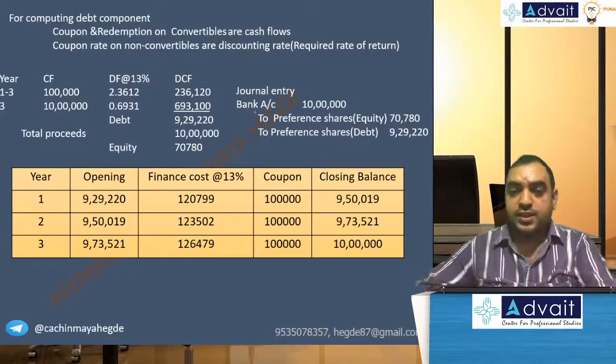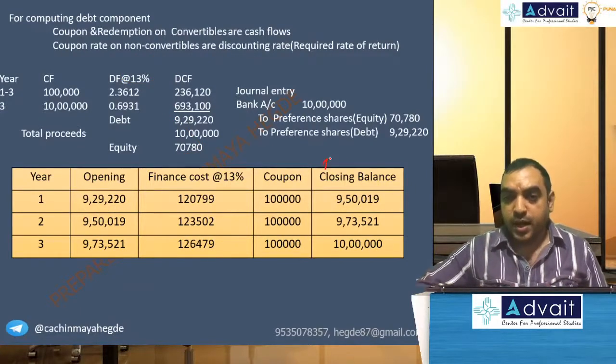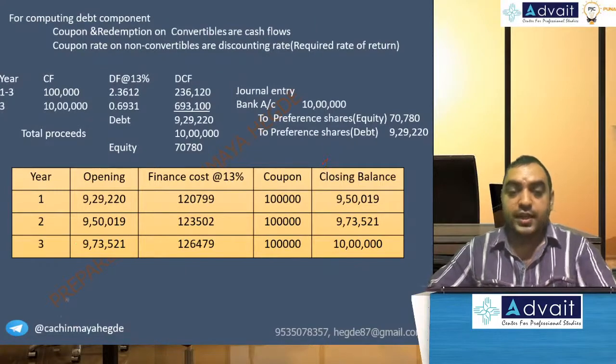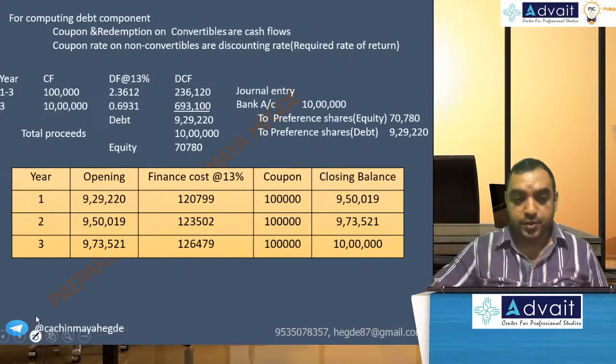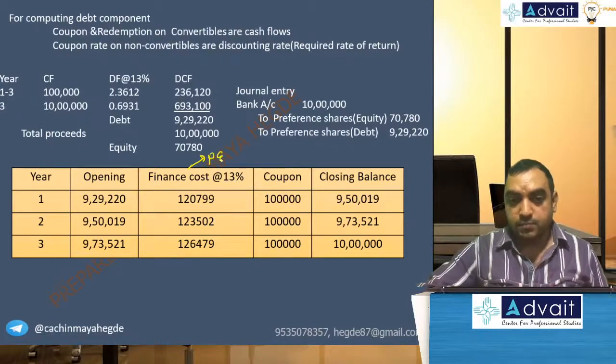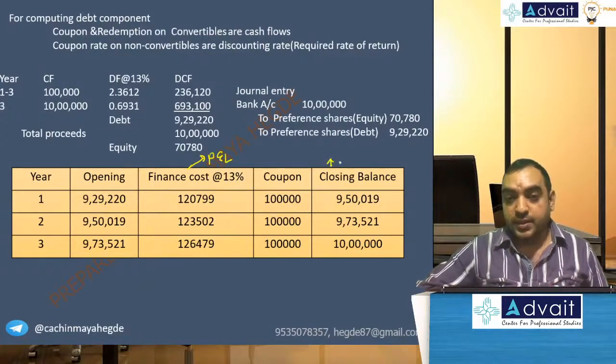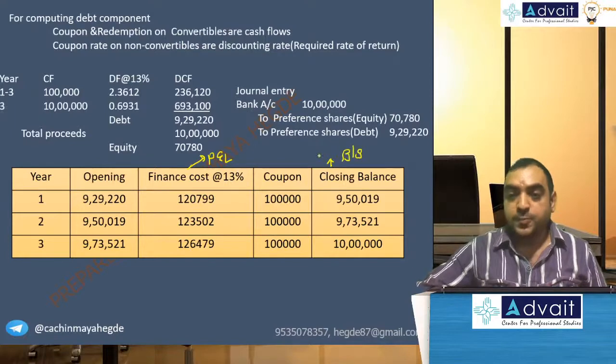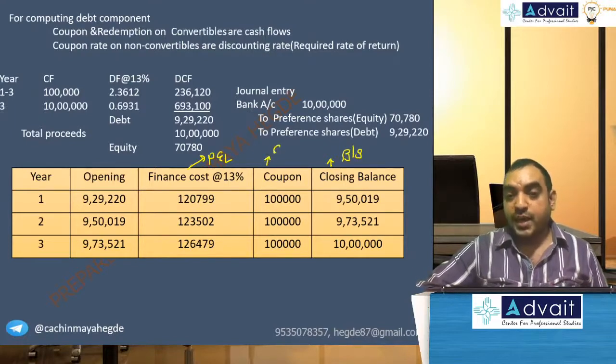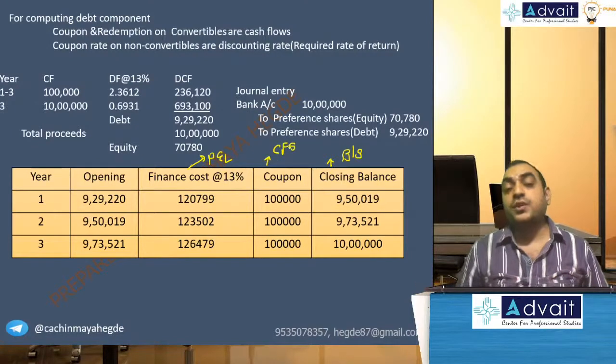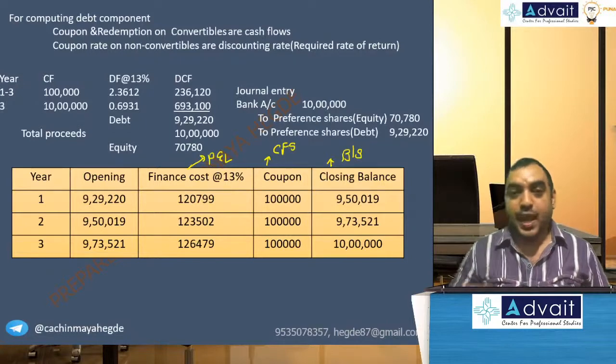This is how things are going to be, and this closing balance is called the amortized cost. So this financial cost is what goes to P&L, and the closing balance is what goes to the balance sheet, and this coupon is what is actually shown in the cash flow statement as financing activities.